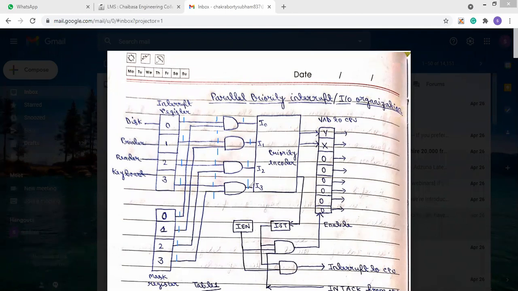We will not consider that. We will only consider the highest priority interrupt which will generate the interrupt. If all the devices generate interrupt, in the 4 into 2 priority encoder, we will only consider the highest priority interrupt, and we will discard the other input output devices which generate interrupt, because we only consider the disk, because disk is the highest priority interrupt. So if other devices generate interrupt or not, we will not consider that. We'll only consider the highest priority interrupt.